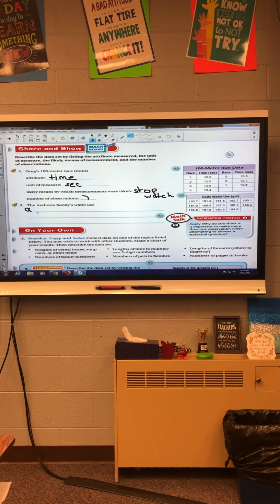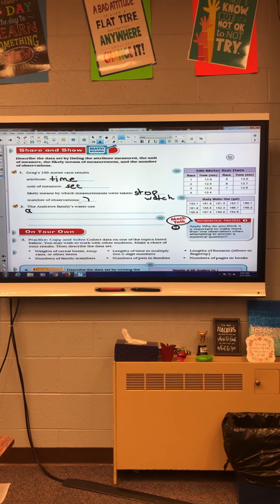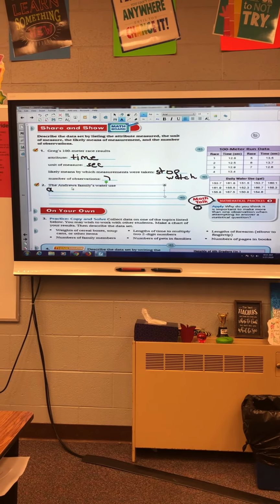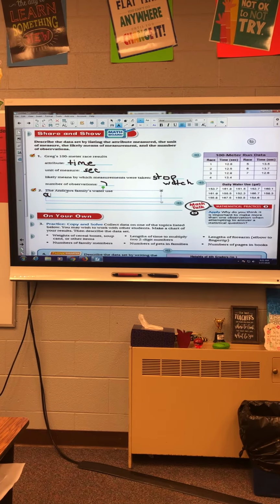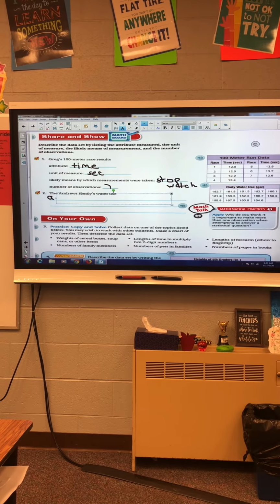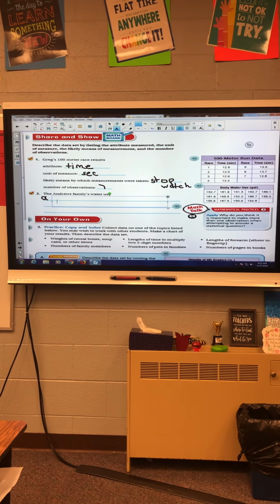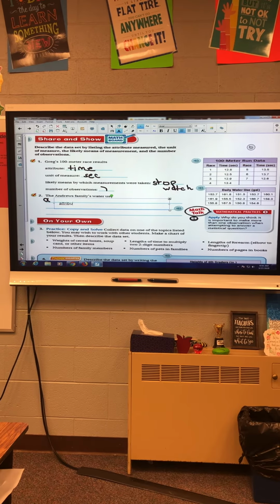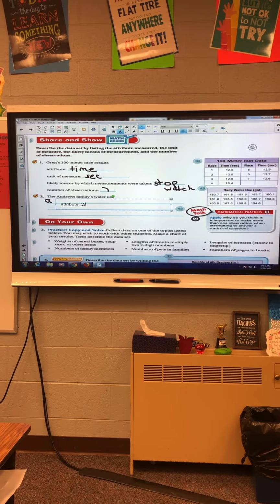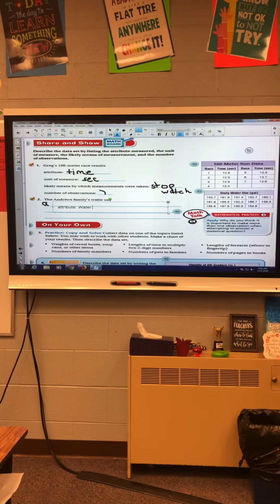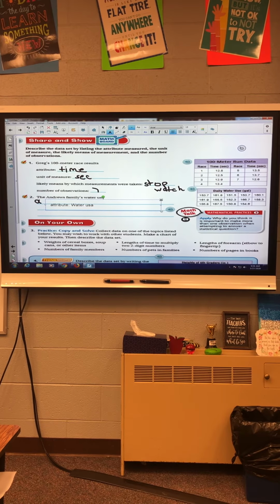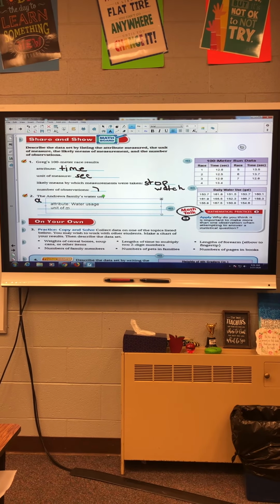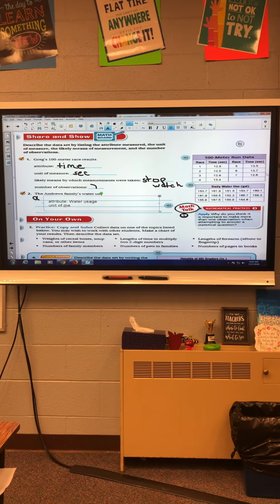Maybe. So the attribute, so while I'm getting ready for this to pop up, the attribute was, what is he measuring? He's measuring water usage. So attribute is water usage. Okay, the next thing, the unit of measure. Well, what did they measure it in? They measured in gallons.